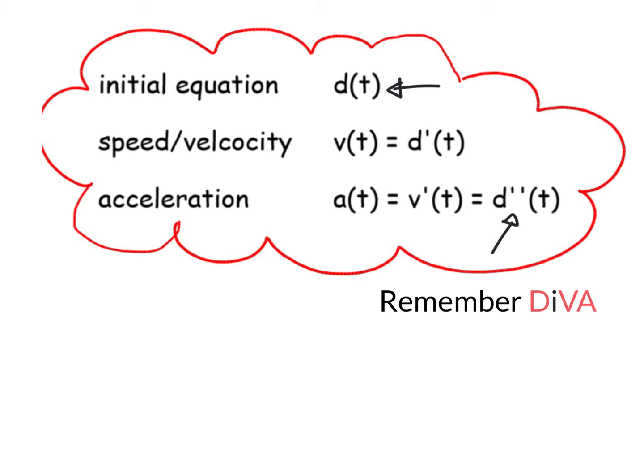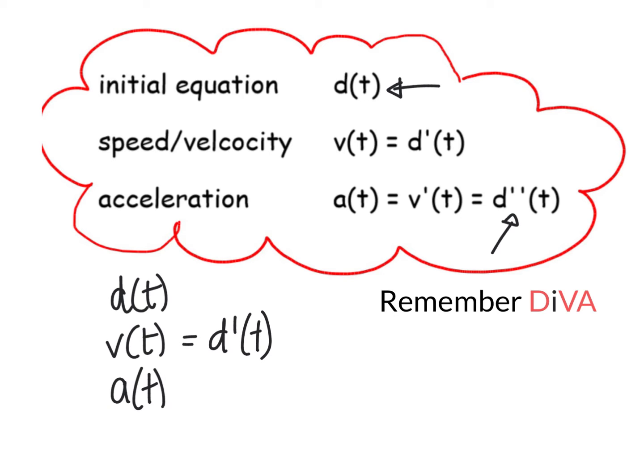If I was doing my working for this, I would start with my little equation, and then I would get d of t, then v of t, which is differentiating that, and then I would get a of t, which is differentiating v dash t, which is d dash dash t, but you might not want to write it like that.